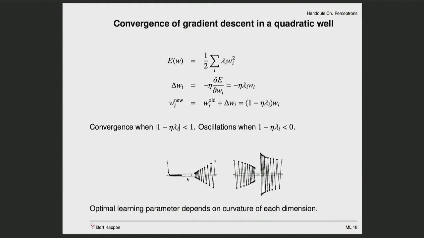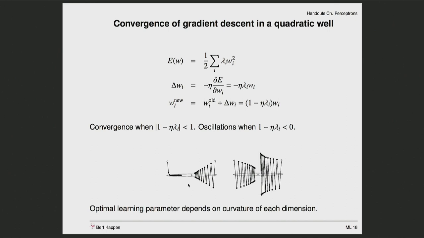Now, if you increase the learning rate, this eta, this term may actually become negative, right? And so then you get the situation that since the lambdas are different, for one direction it's still positive, for the other direction it's negative. For the one that's positive, you get a uniform movement in one direction. And for the one that's negative, you get an oscillation, right? It flips sign.